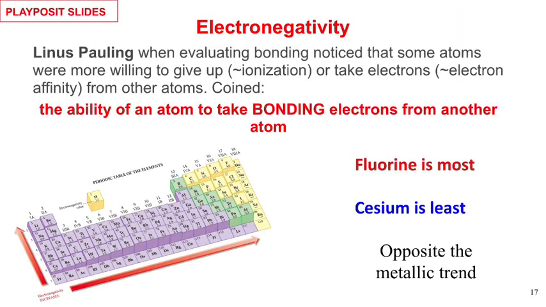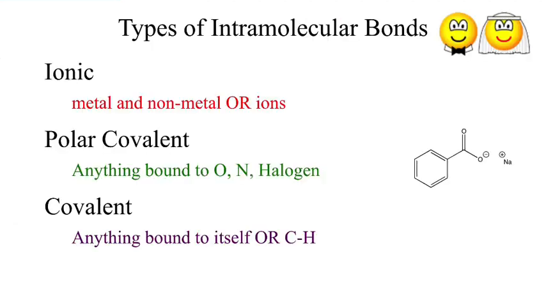They are ionic, polar covalent, and covalent. Those categories become important for us so that when we look at a structure, we can identify those bonds and we now know something about their properties.